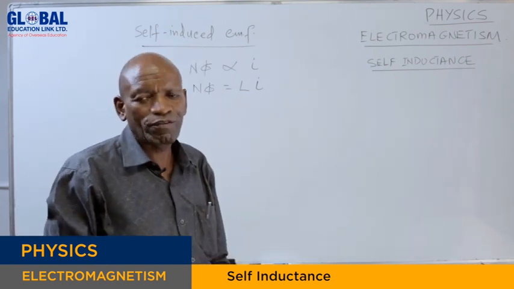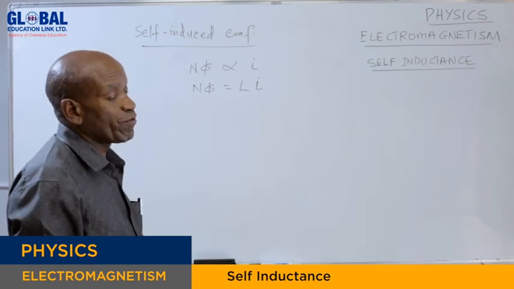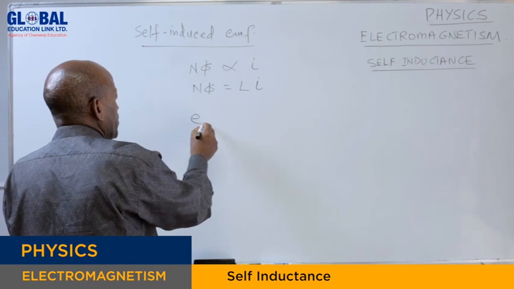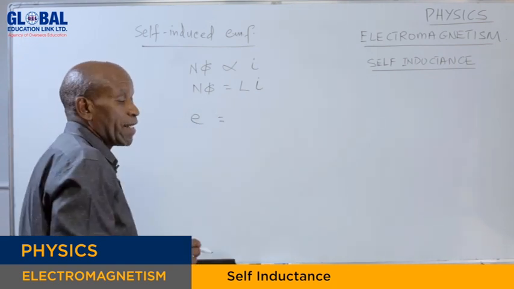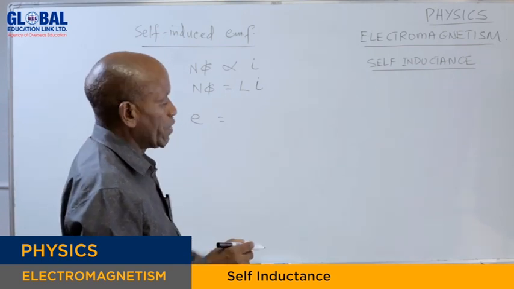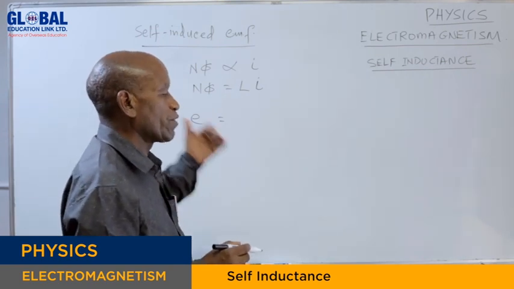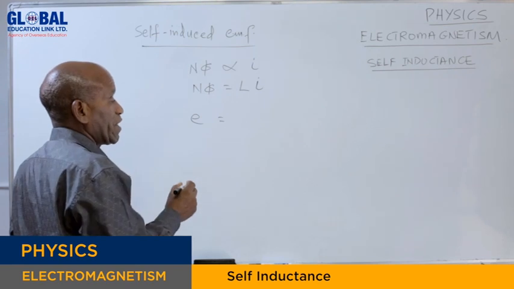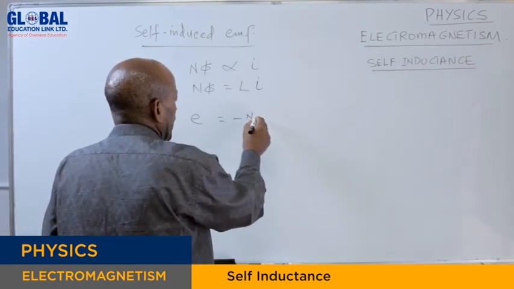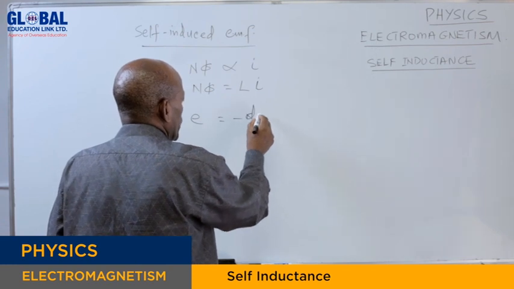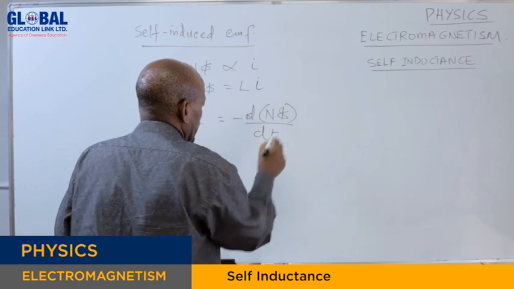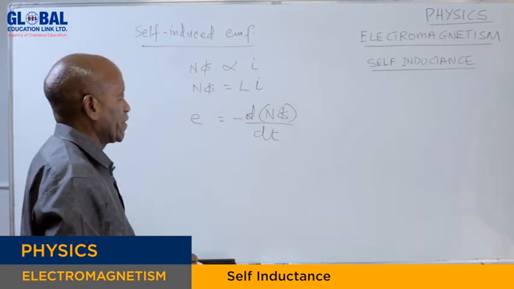As you have already seen from Faraday's law, the induced EMF is proportional to the rate of change of the magnetic flux. From Faraday's law, E is equal to minus the rate of change of the magnetic flux.